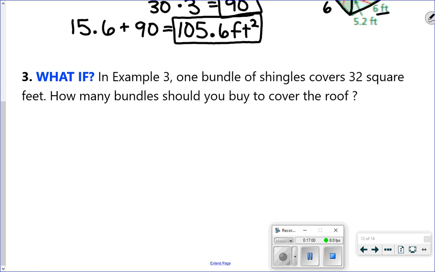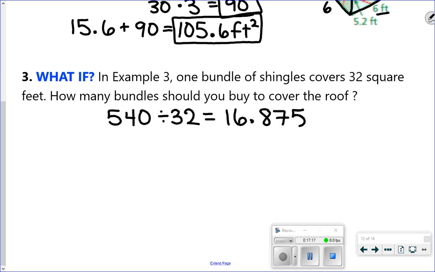Okay, so for this one, the surface area is still the same as in that last problem, which was 540 square feet. This time, instead of dividing by 25, we're dividing by 32. When we do that, we get 16.875, so 875 thousandths. And then we need to round because, again, I can't buy a decimal of a bag of shingles. So actually, I need 17 bundles of shingles.